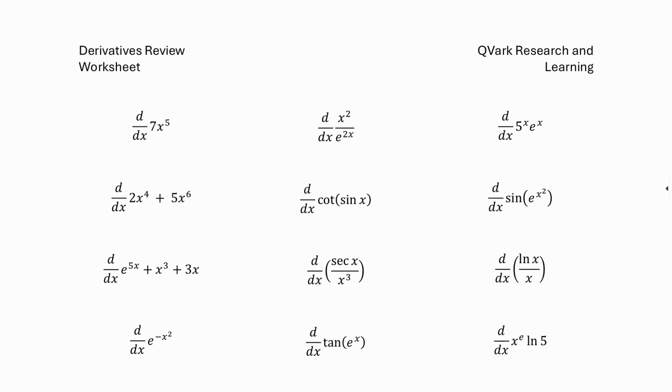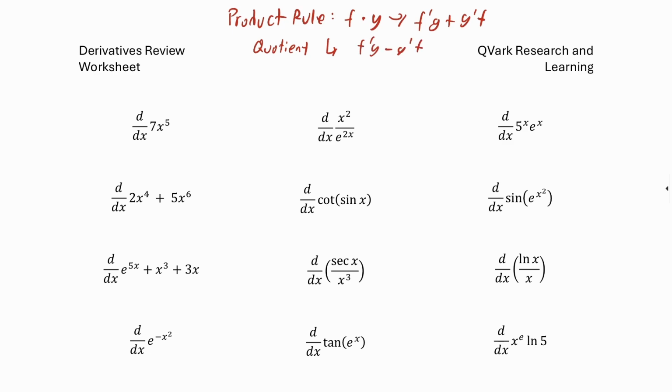But other than that, let's get straight into the derivatives worksheet here. So before we go in, here are just some things we got to know. Remember the product rule, which was f times g. The derivative of this will just be f prime g plus g prime f. Remember that quotient rule was f prime g minus g prime f all over g squared. And there's obviously the chain rule that you're going to have to know, and some other things. Okay, so let's get started.